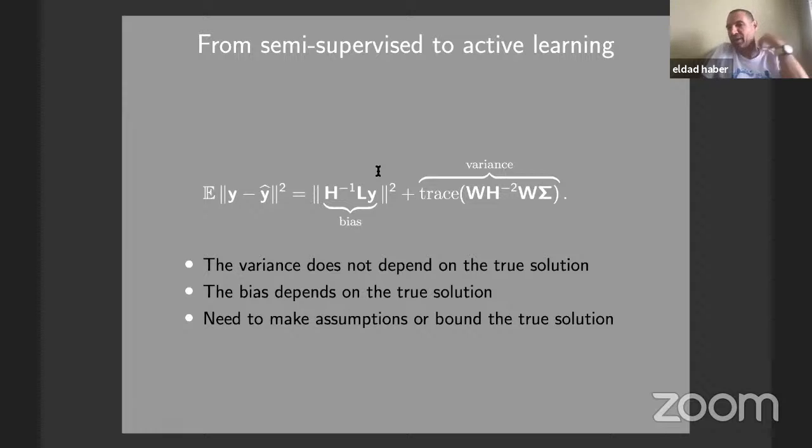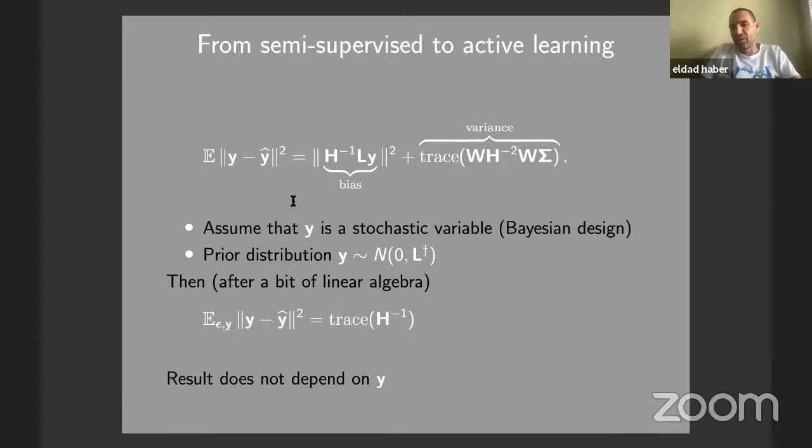And this is where we're seeing all the time. Okay, so we can look at two different ways, two different sets of assumptions that you have here. The first thing is you say, let's assume that this y is a stochastic variable. Okay, and that leads us to something which is called Bayesian design.